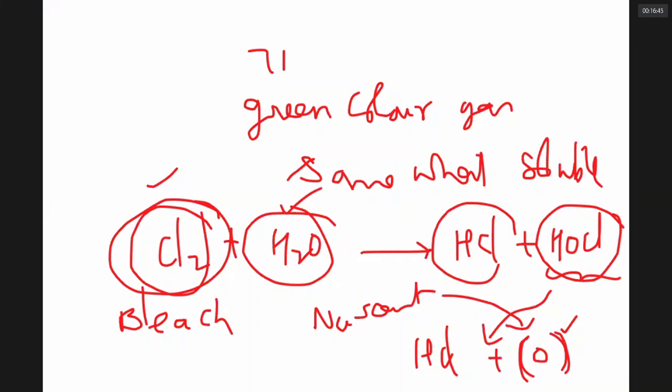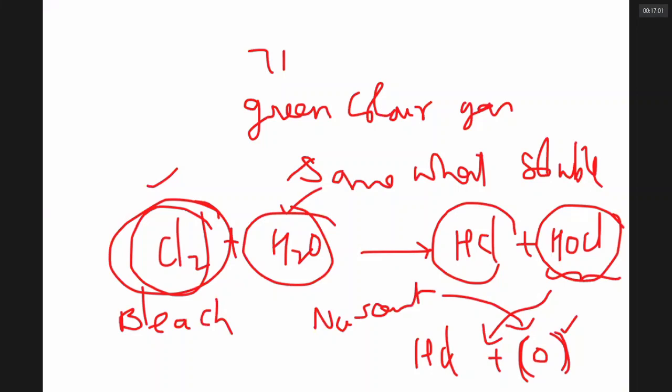Are we very clear on this idea, sir? So, green colored, it is an irritating gas. If you inhale chlorine, you get blood from your nose. So don't try to prepare chlorine at your home. You can prepare chlorine at your home, but don't try to do that.